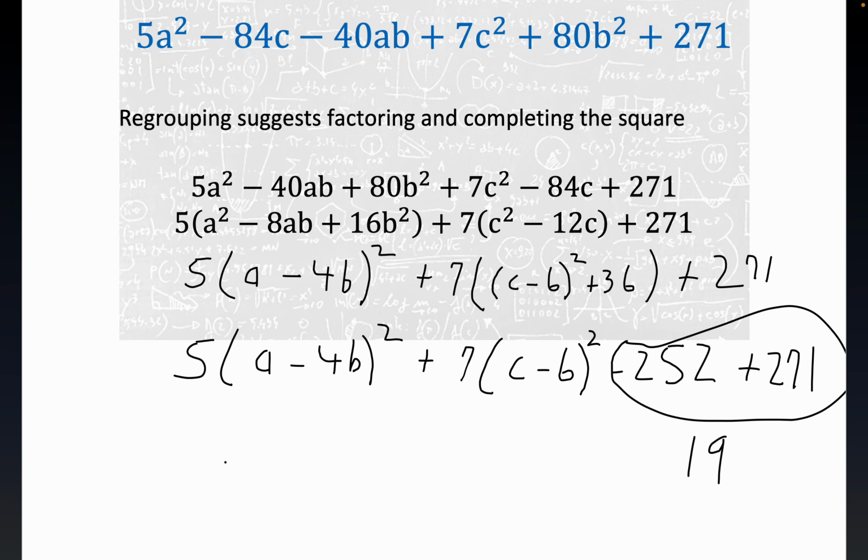So we see that if A is equal to 4B, and you can verify all this stuff, it's pretty easy to check these for integer values if you want to, that would imply this whole piece was 0, right? If you just put 4B right there, this whole piece is equal to 0. And if C is equal to 6, this entire piece up here would become 0, right? So that means 19 would be your minimum value.